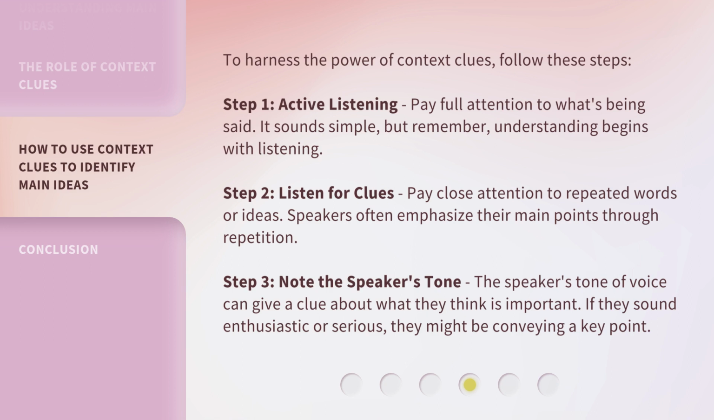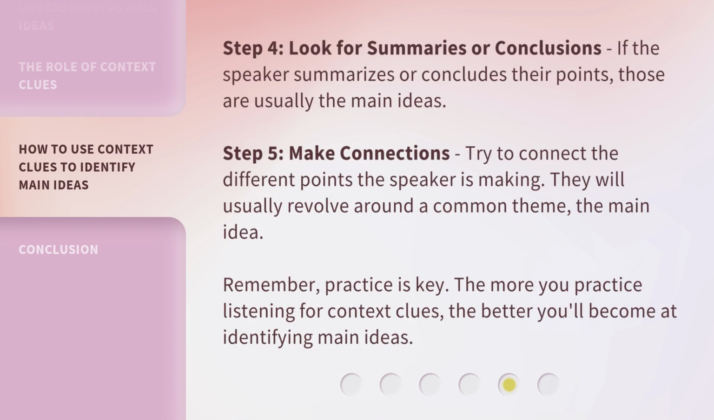Step 3. Note the speaker's tone. The speaker's tone of voice can give a clue about what they think is important. If they sound enthusiastic or serious, they might be conveying a key point. Step 4. Look for summaries or conclusions. If the speaker summarizes or concludes their points, those are usually the main ideas.